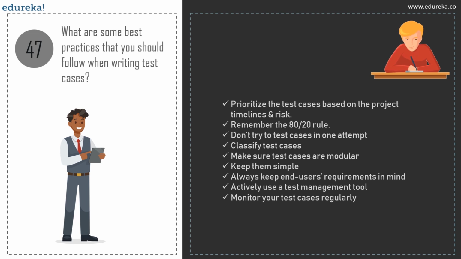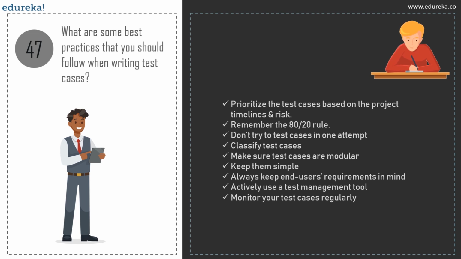So to achieve best coverage, 20% of your tests should cover 80% of your application. That's the 80-20 rule. So don't try to test all the cases in one attempt. Instead, improvise them as you progress. List down your test cases, classify them and separate them based on your business scenarios and different functionality. Make sure your test cases are modular and your test case steps are as granular as possible.